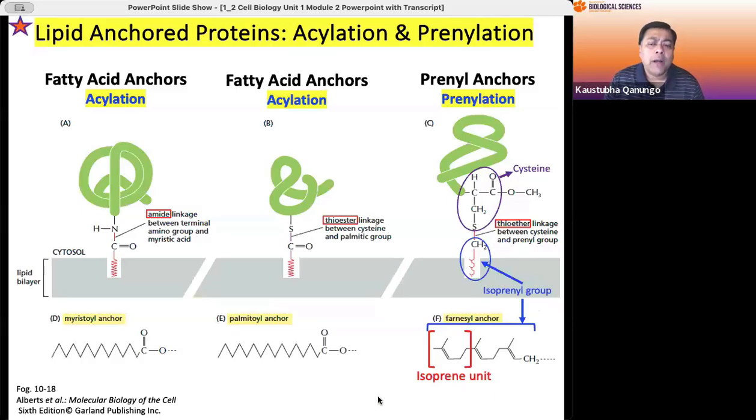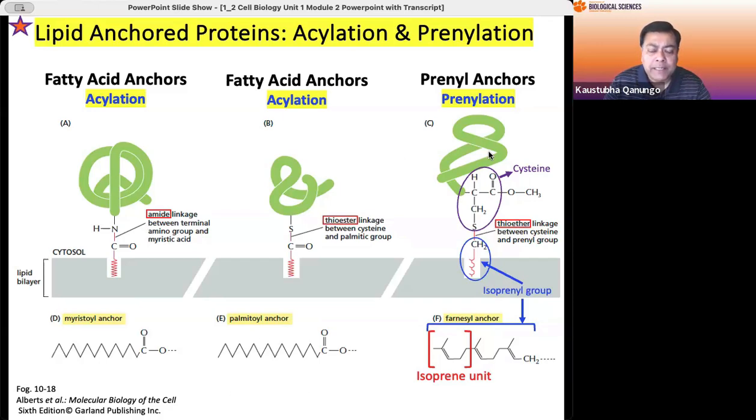All right. What are the different types of lipid anchor that can happen? One of them is acylation. Two types of acylation, and one is prenylation. So what are the differences between them? Let's take a look at that. So what is happening here?